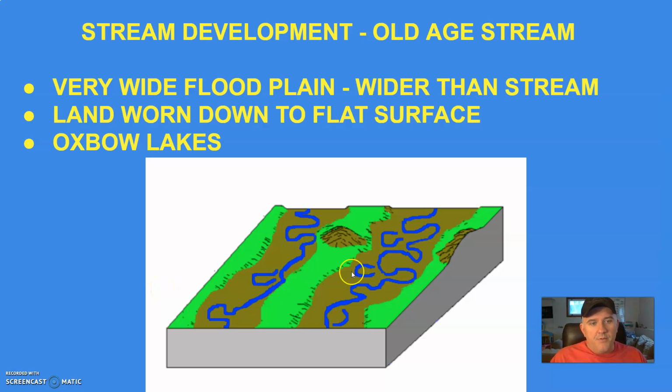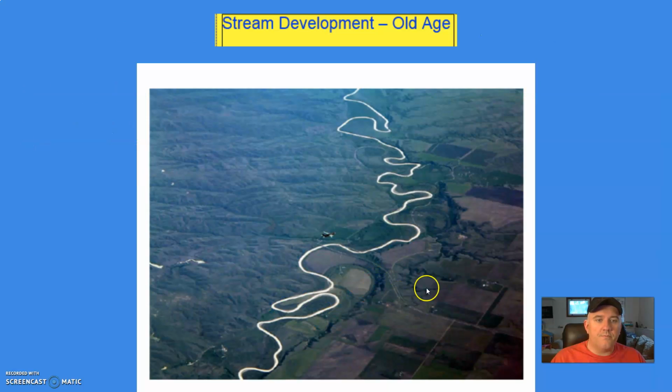In old age streams, we can see more meandering happening, and we have these oxbows. We'll talk about those oxbows in just a minute. But we have a very large floodplain as the stream meanders and switchbacks and produces a lot of these oxbows.